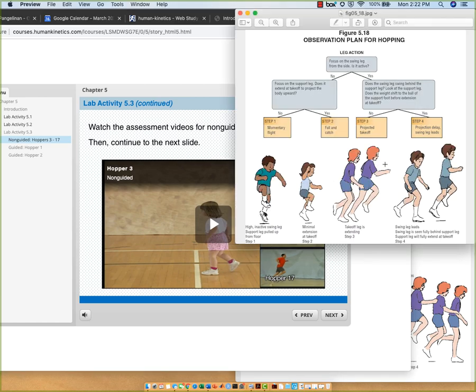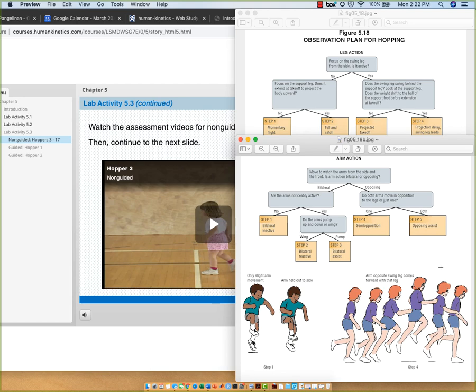Before you start the quiz, go ahead and watch those different hoppers. Make a note as to which step they are in terms of the observation plan for leg action and for arm action. And then once you have those notes in place, you can go ahead and begin the quiz. Again, I would have the lab assessment and the videos up, as well as the observation plans, and then have the quiz questions up on a separate screen or somewhere else. That way you can always refer back to the actual videos themselves while you're taking the quiz.